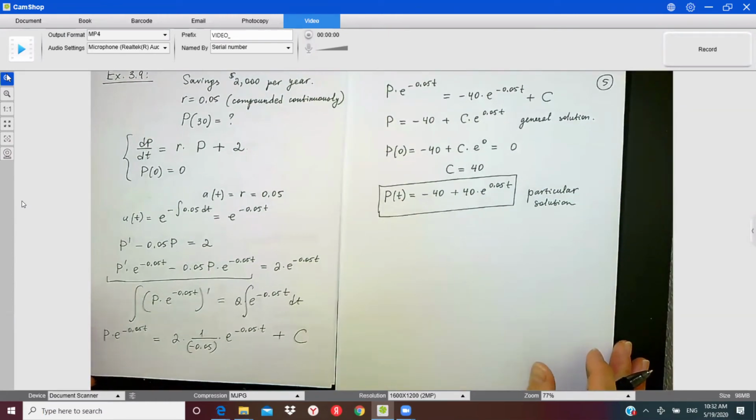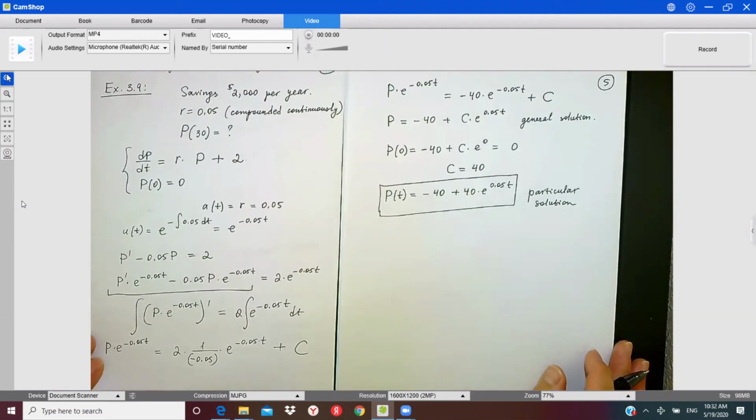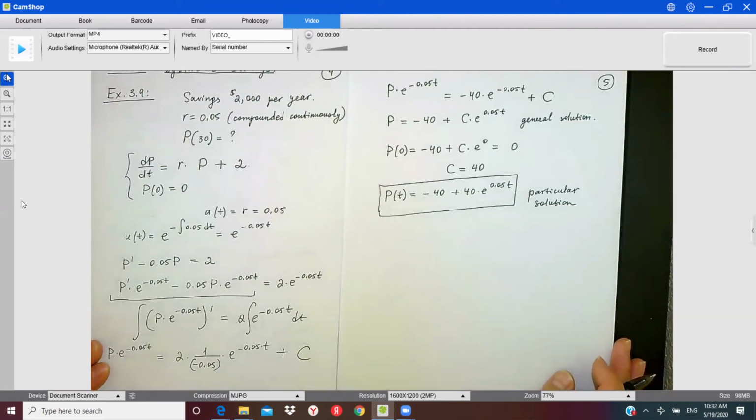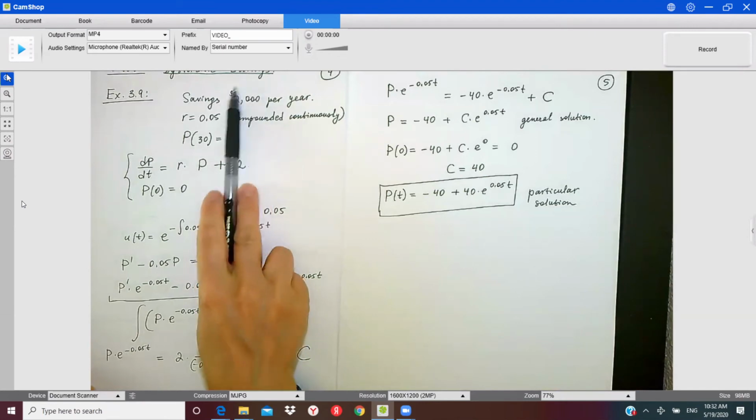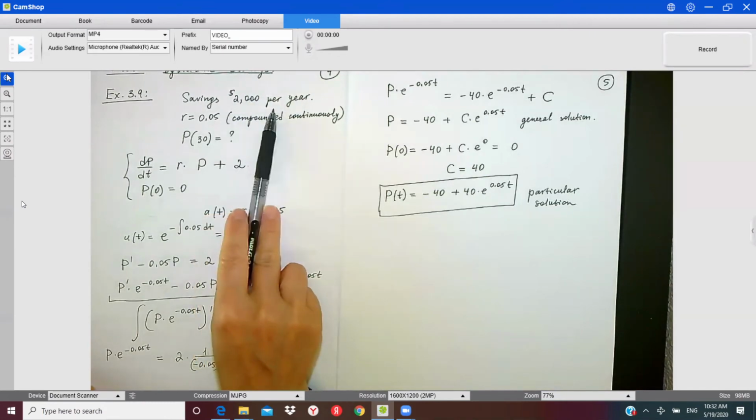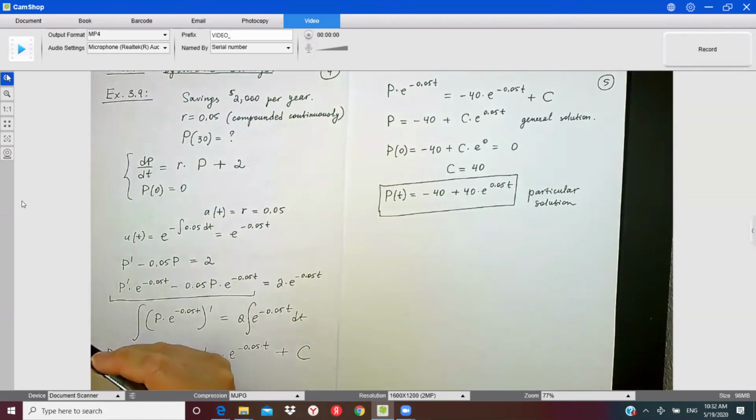So any questions regarding this case? Case number 2, when we have systematic savings. This was a simple case when you always add the same amount per year. So any questions here?